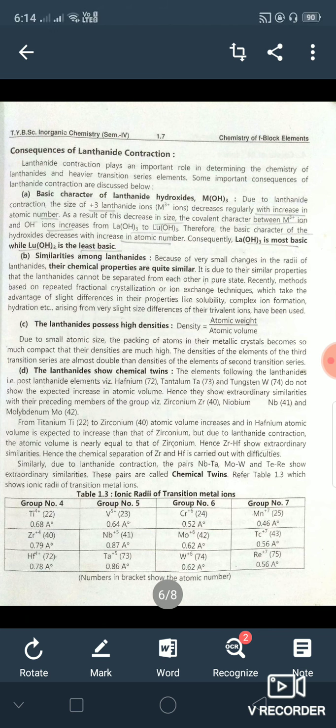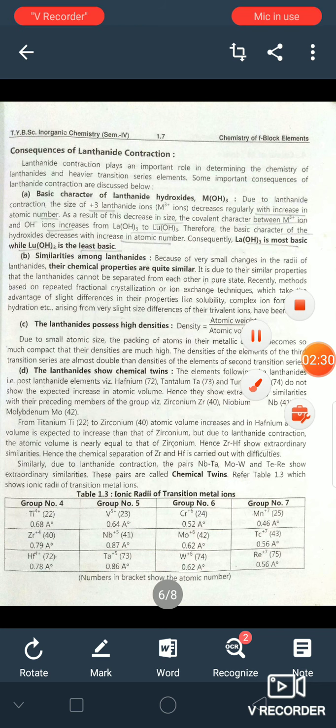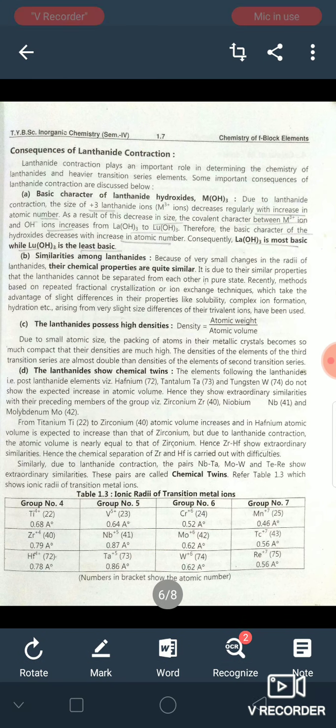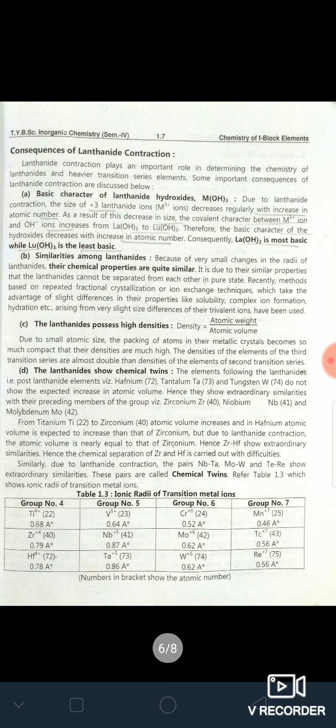Then, consequences of lanthanide contraction. Lanthanide contraction plays an important role in determining the chemistry of lanthanides and heavier transition series elements. Some important consequences of lanthanide contraction are discussed below. First point is basic character of lanthanide hydroxide, means M(OH)3.